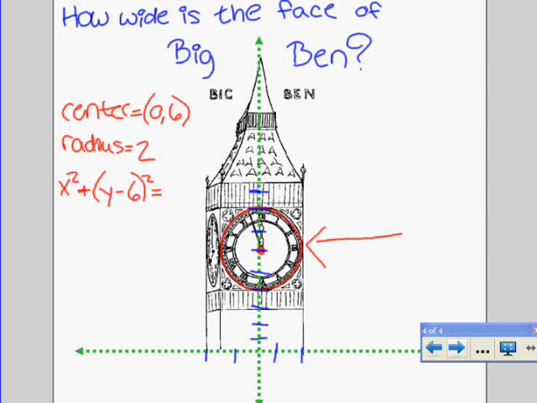So the answer to our final question would be, if the radius is 2, and I count all the way across the face of Big Ben, 1, 2, 3, 4 would be the width of the face of Big Ben.